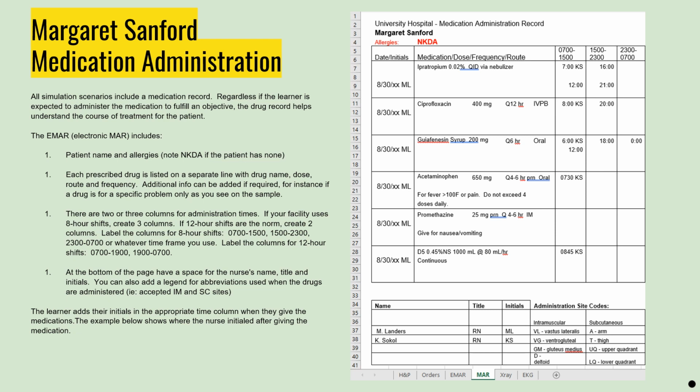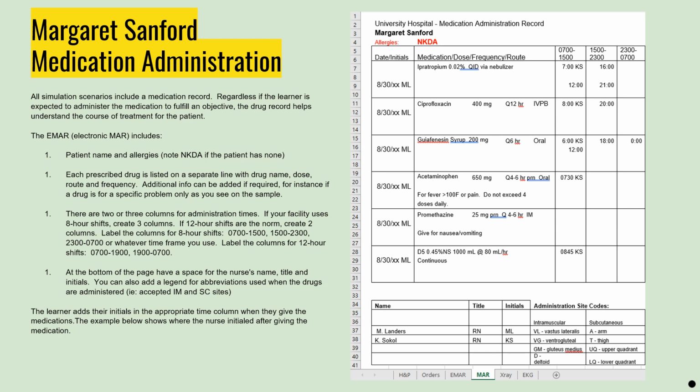Each prescribed drug is listed on a separate line with the drug name, dose, route, and frequency. Additional info can be added if required. For instance, if a drug is for a specific problem only, as you see on the sample, such as acetaminophen for fever or promethazine for nausea.